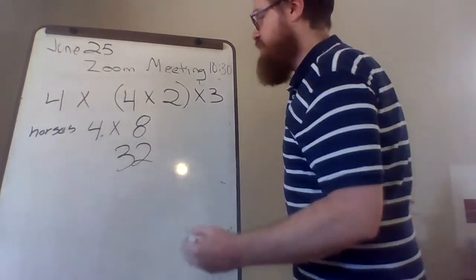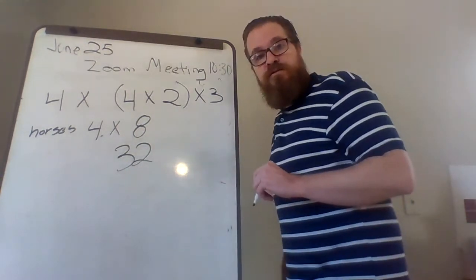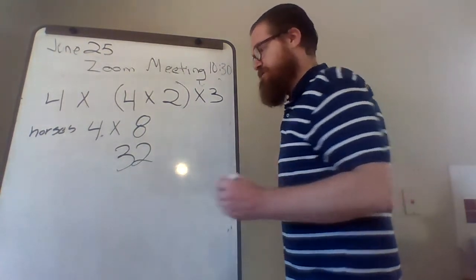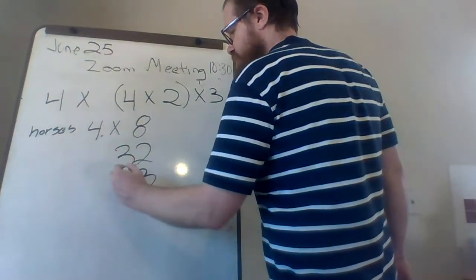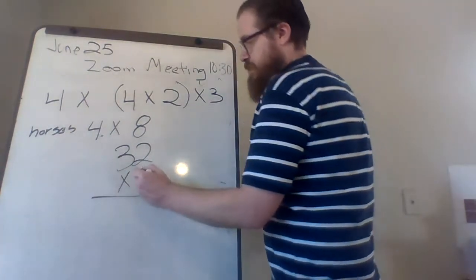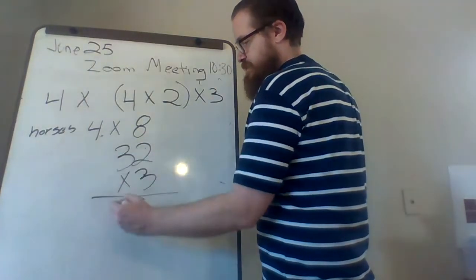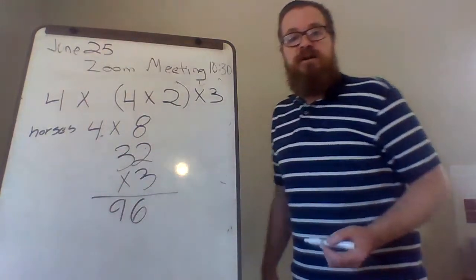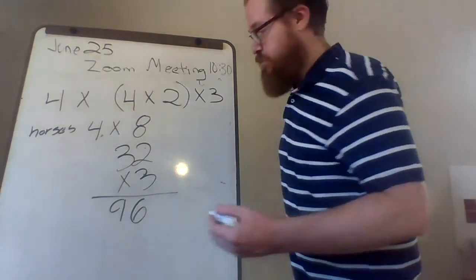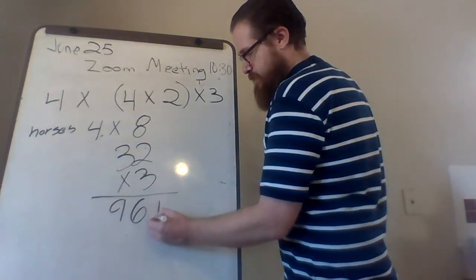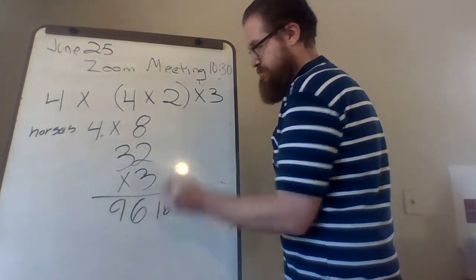And I need to figure out what 32 times 3 is. Okay? So I'm going to multiply. 3 times 2 is 6. 3 times 3 is 9. Wow. So they're going to eat a grand total of 96 pounds of grain.